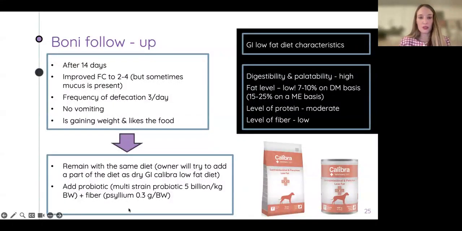Normally, we would go with psyllium at the beginning and then see how it goes, at a dose of 0.3 grams per kilogram of body weight. Something to keep in mind: when you're introducing new things, you should always introduce them separately, to better evaluate if something is working and how well it is working, or if it's not working.